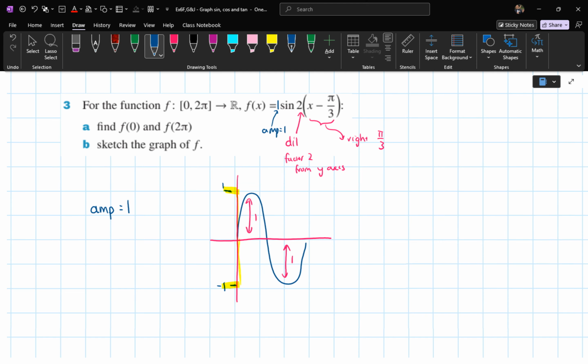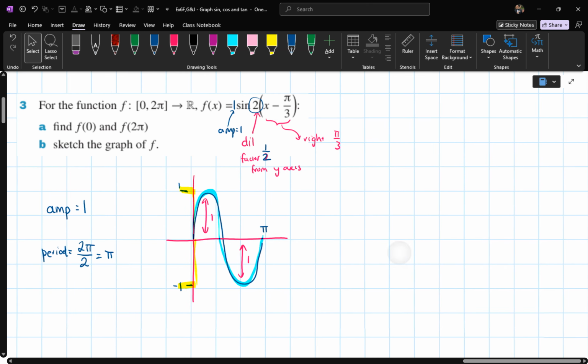Okay, so we've got the amplitude, we need the period. So the period is equal to 2 pi on n, which in this case is the dilation factor. And since it's a dilation of factor half, I just realized I made a mistake there. That should have been a factor of half. So then that's 2 pi times half, which gives you pi. So we know that in order to do one cycle of this graph, that's going to be a distance of pi.